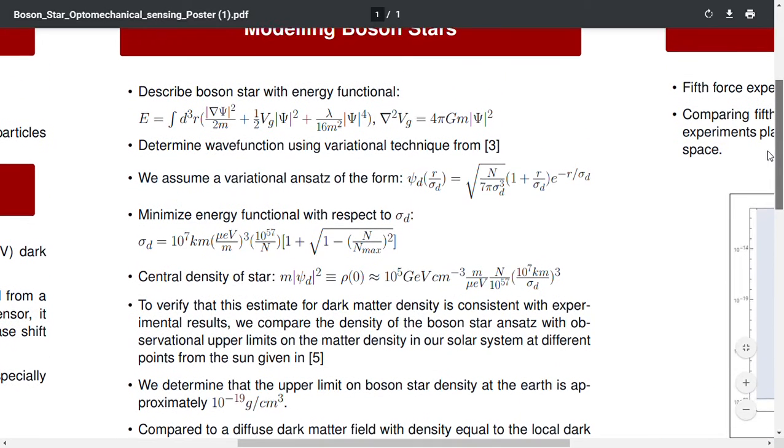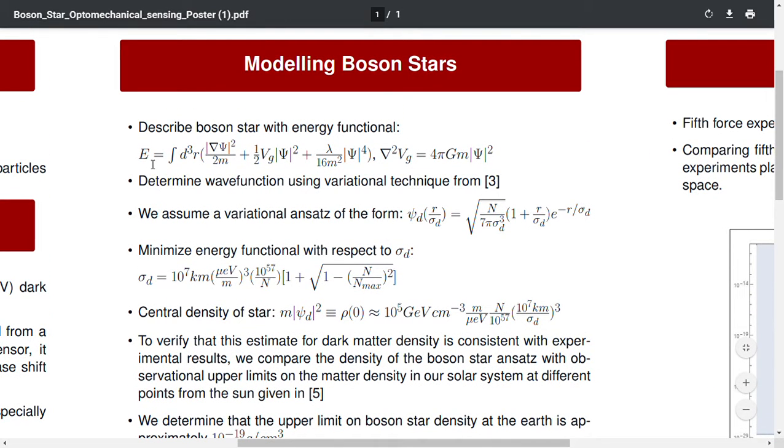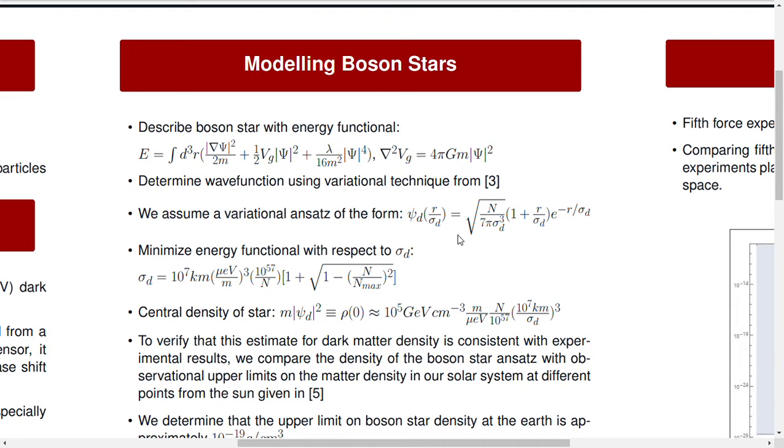Now to model the boson stars, we assume that they're described by an energy functional of the form shown here, where Vg is a gravitational potential and lambda is the self-interaction between the bosons. To determine the wave function, we use a variational technique with a variational ansatz of the form shown here. Now we minimize the energy functional with respect to sigma d and obtain the following value for sigma d. Substituting this back into the variational ansatz gives us a very good approximation for the wave function of the boson star.